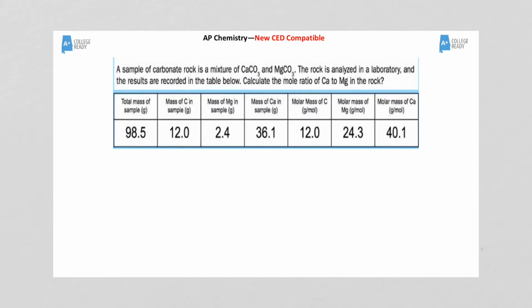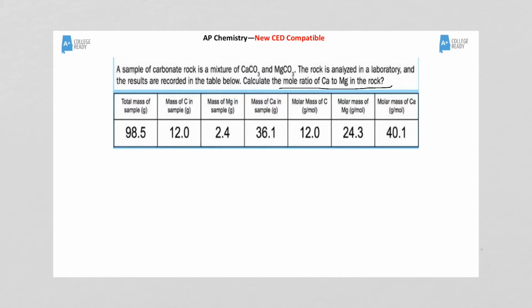It says a sample of carbonate rock is a mixture of these two compounds, calcium carbonate and magnesium carbonate. The rock is analyzed in a lab, and the results are recorded in the table below. Calculate the mole ratio, and I'm going to underline this, of calcium to magnesium in the rock. So they're only concerned about the elements calcium and magnesium. So let's see what kind of data we have.